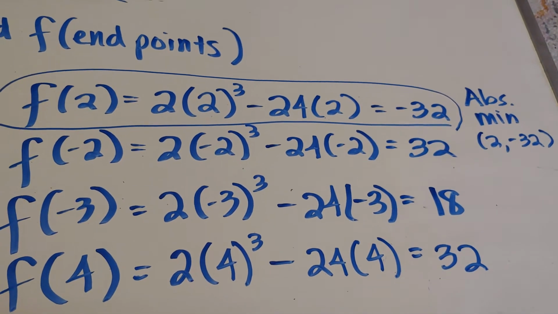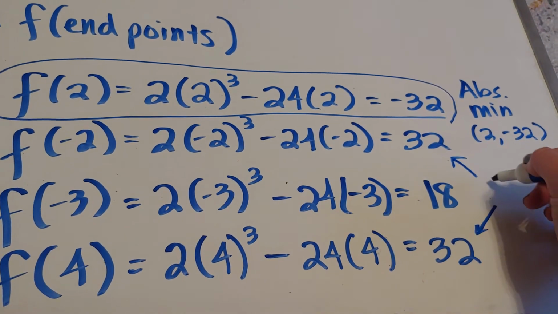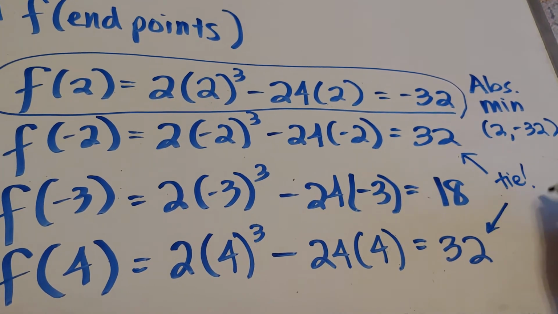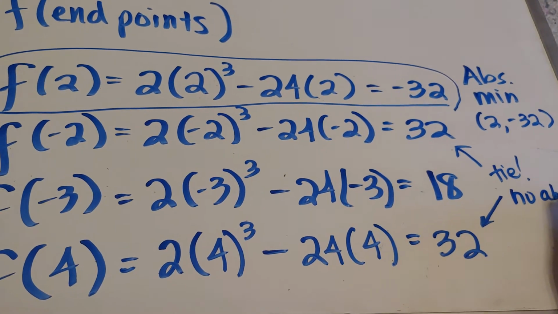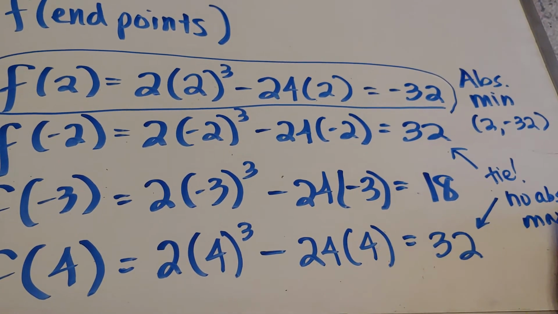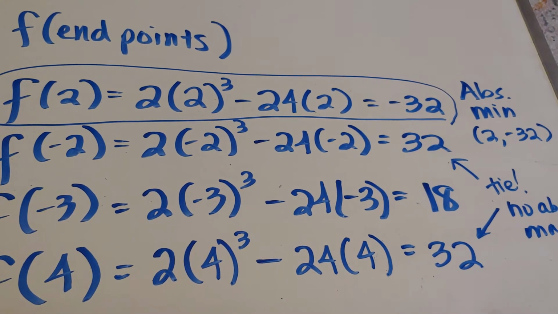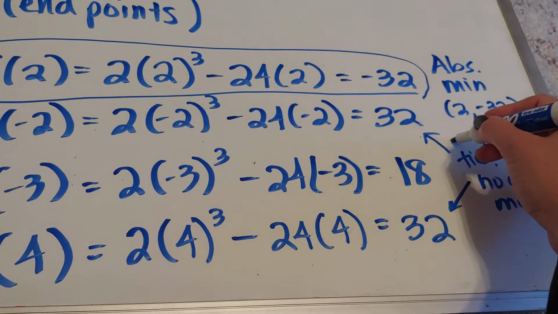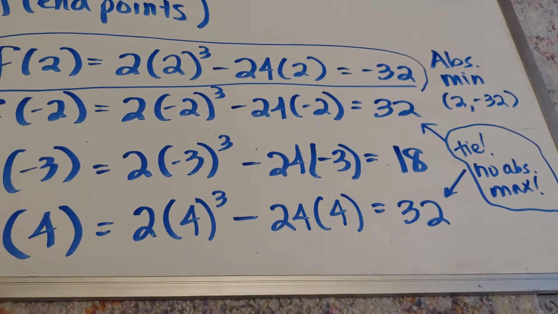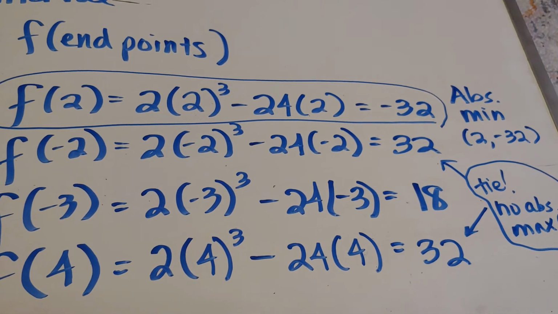Now, what's our biggest y value? We have a tie. In most books, if you have a tie, you don't have two winners. We say there is no absolute max. It's like there can be only one. However, we might want to write a note that, by the way, we had a tie. But assuming that we want just one value, we would say no absolute max. But there is an absolute min at 2, negative 32.